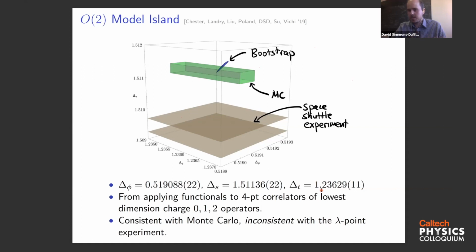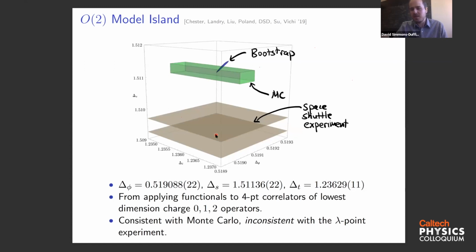Interestingly, the result that we get agrees with Monte Carlo simulations. So the Monte Carlo result is this big green prism here. But both Monte Carlo and bootstrap results disagree with the lambda point experiment. So the lambda point experiment, the error bars are these two big brown planes down here. Now, a single theoretical technique disagreeing with experiment is interesting, but maybe not cause for too much concern.